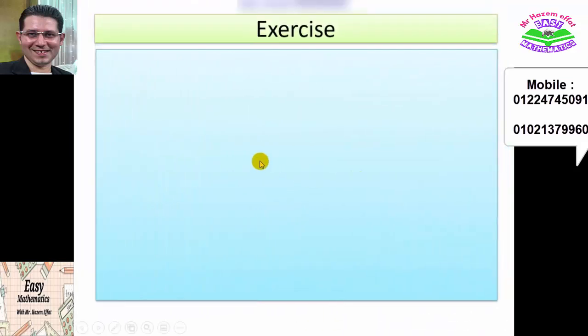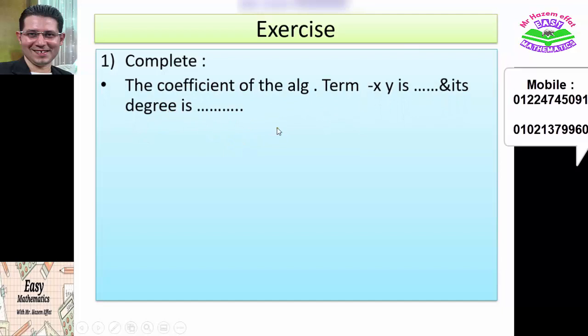Let's see more exercises. Number 1, complete. The coefficient of the algebraic term negative xy raised to power 3 will be equal, yes, when we haven't here any number, I told you we consider it 1, but we have here negative, so it will be negative 1. And what about the degree of this algebraic term? We add all the powers above every symbol here, x here raised to power 1 and y here raised to power 3. By adding them, it will be of the fourth degree.